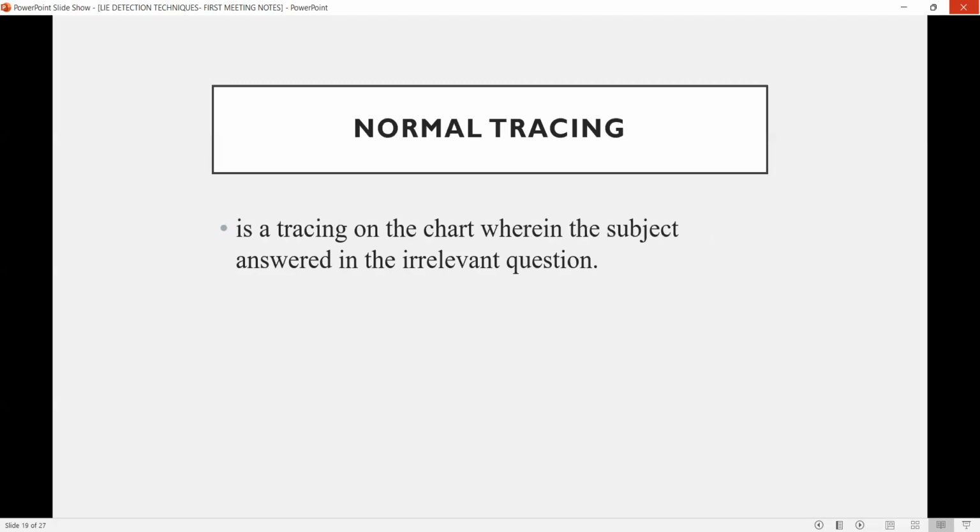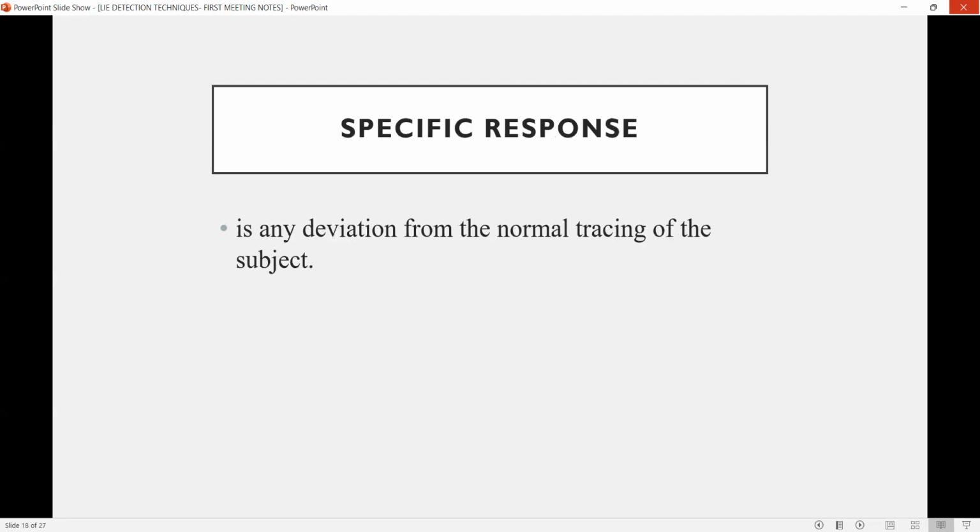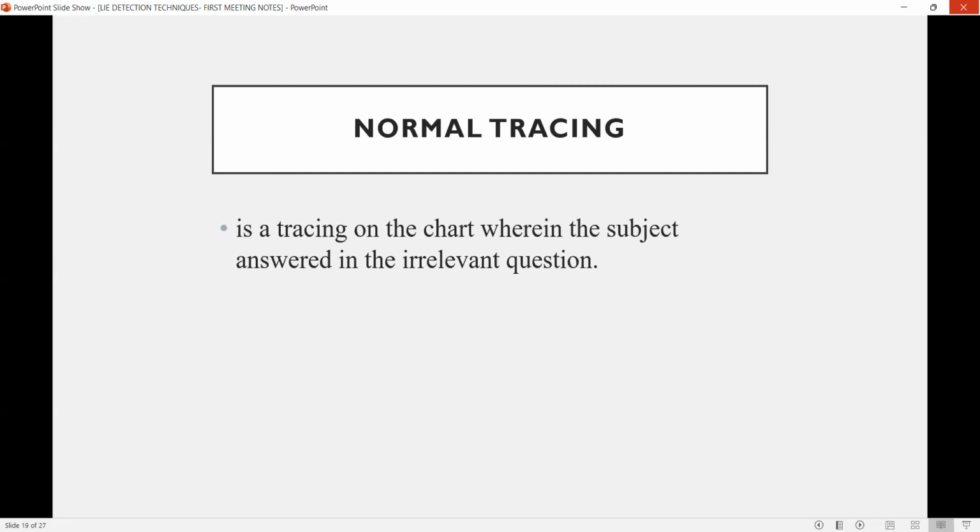Okay? Normal tracing, of course, is the tracing wherein the subject answered the irrelevant questions. So, normal tracing, meaning irrelevant question. So, wala na hadlok si subject, wala siya naglay, tell her siya truth. Is your name Juan de la Cruz? Yes. Okay. Is your age 25? Do you live in Bantayan, Dumaguete City? Yes. So, normal tracing na. Again, normal tracing is where the subject answered the irrelevant questions. So, wala naglay ang subject aning mga panahon na. So, normal ang chart tracing.